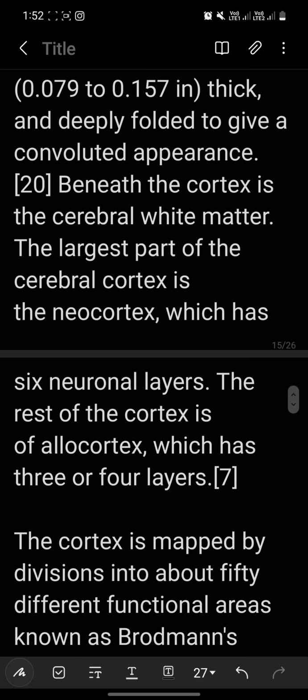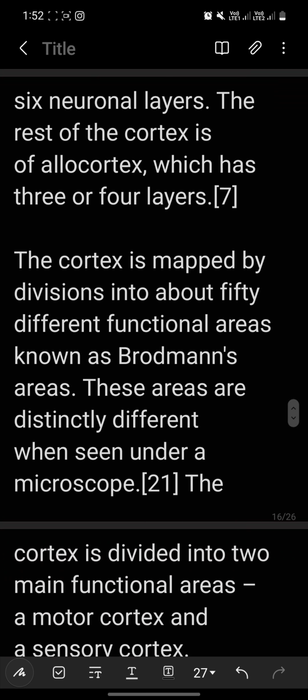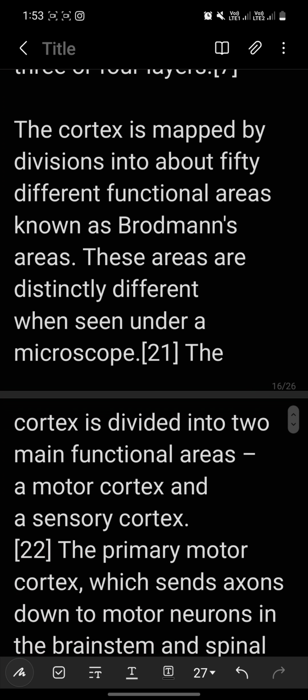The cortex is mapped by divisions into about 50 different functional areas known as Brodmann's areas. These areas are distinctly different when seen under a microscope. The cortex is divided into two main functional areas, a motor cortex and a sensory cortex.